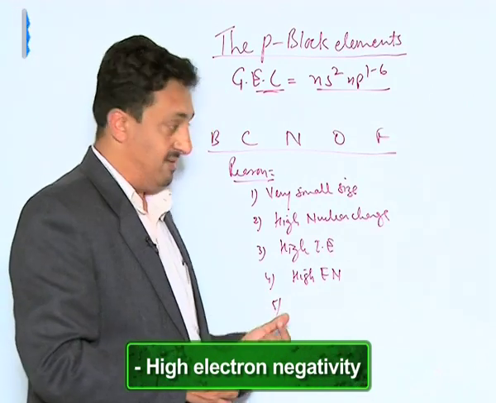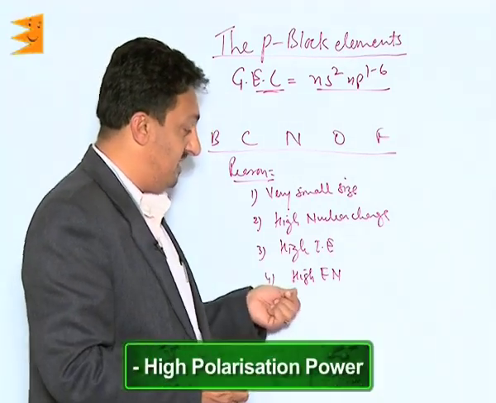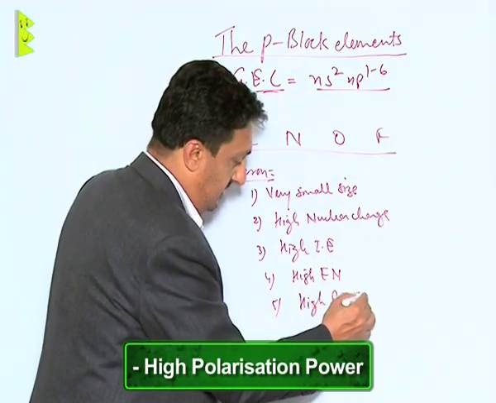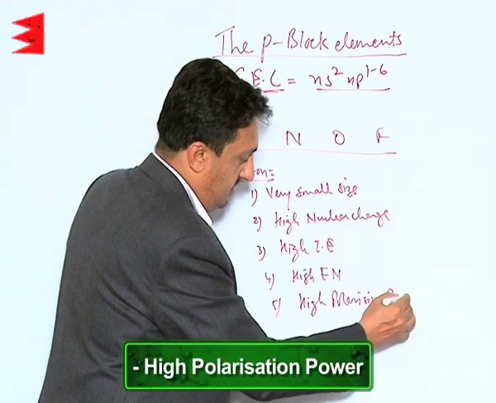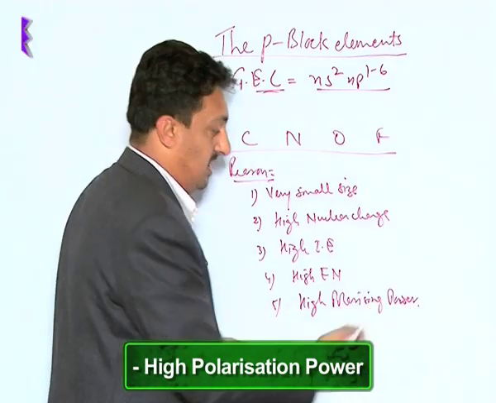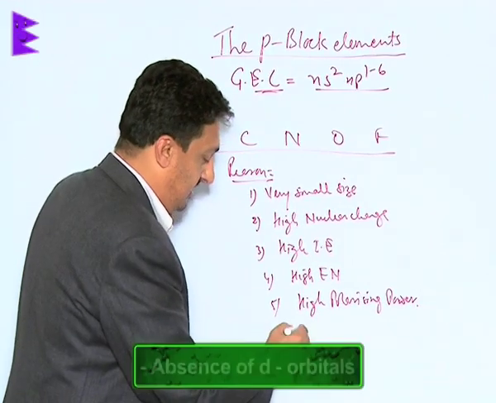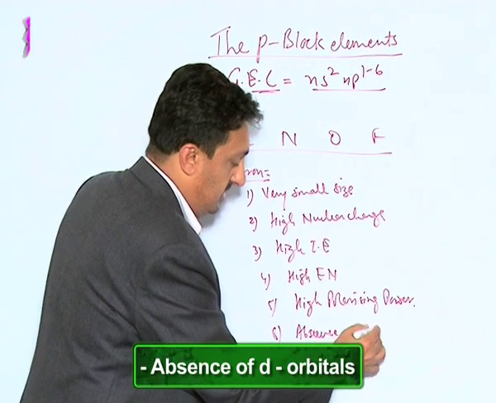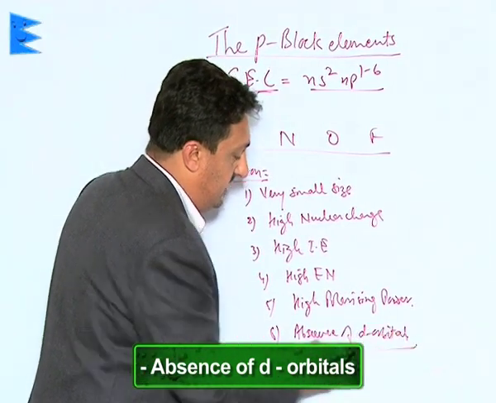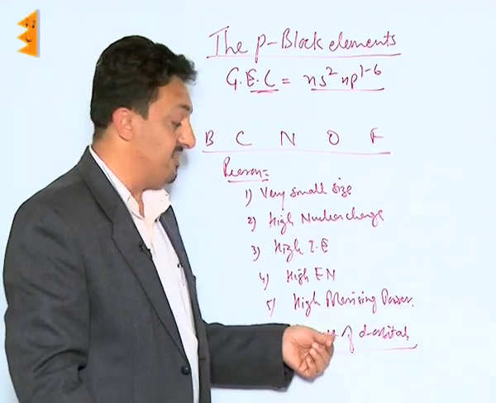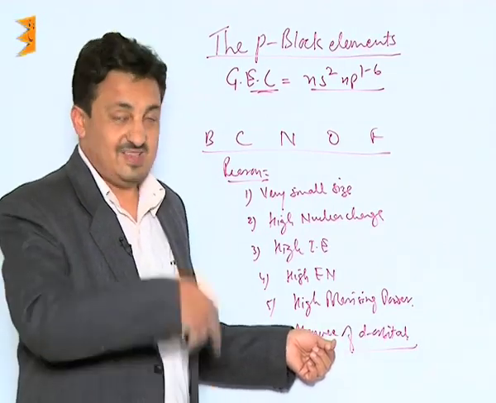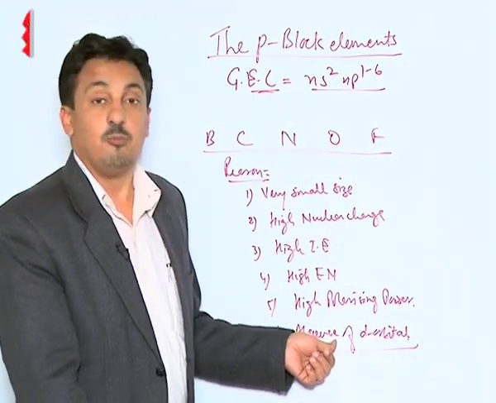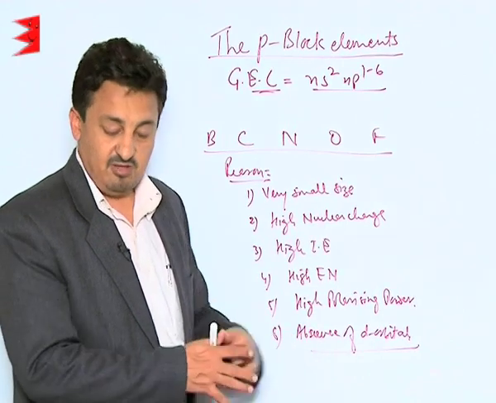And what makes them that, because of these things they have very high polarizing power, and that's why their compounds are covalent in nature. And in the end it is the absence of d orbitals. Now, due to the absence of d orbitals, what we find is they won't be able to extend their octet. They can maximum have 4 pairs of electrons, and they cannot go beyond that, and as a result we find that there are a lot of problems in this.